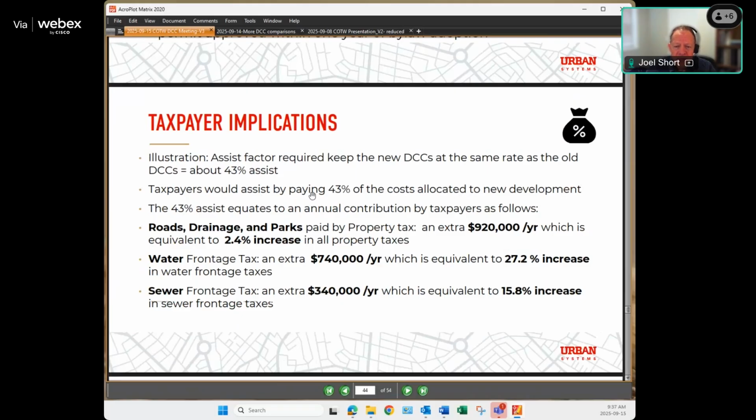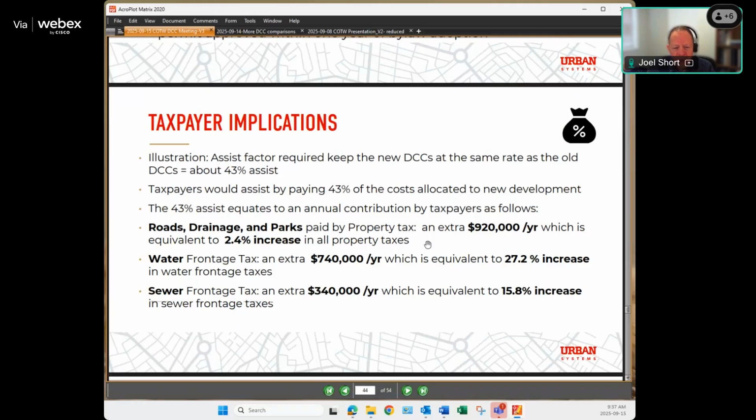So taxpayers would assist by paying 43% of the costs allocated to new development. This assist ends up being different things for different sources of funding, because roads, drainage, and parks are paid by property tax. So basically, you'd have to generate an extra $920,000 a year in property taxes in order to provide that assist for the roads, drainage, and parks projects. That's about a 2.4% increase on all property taxes.